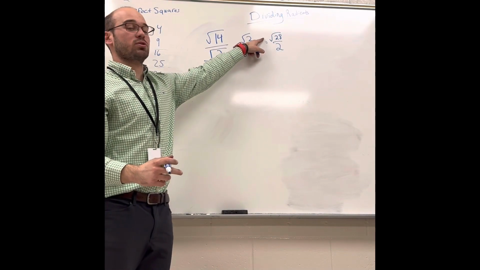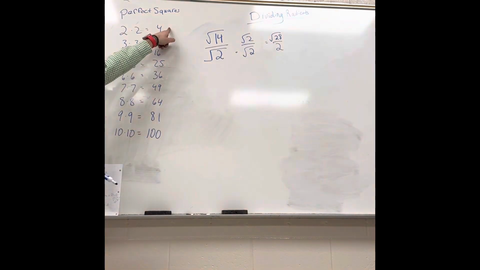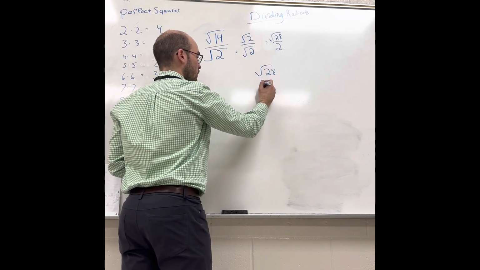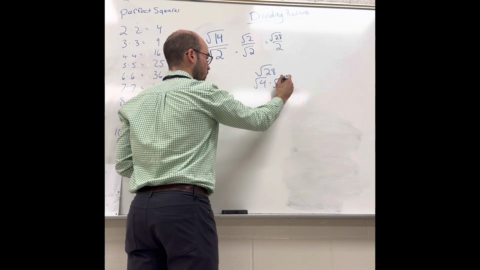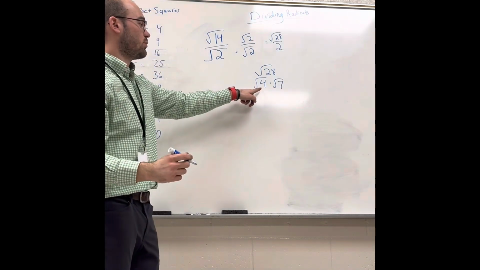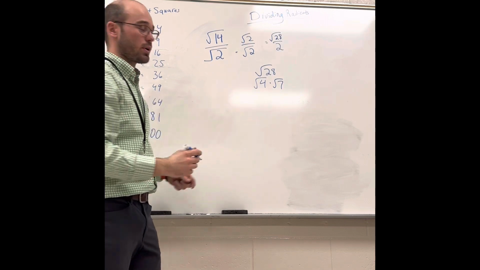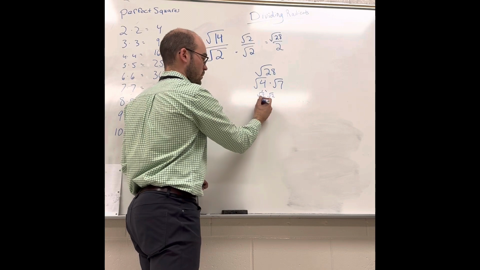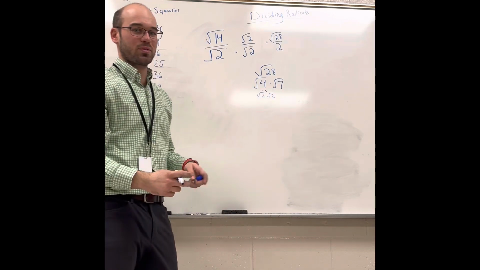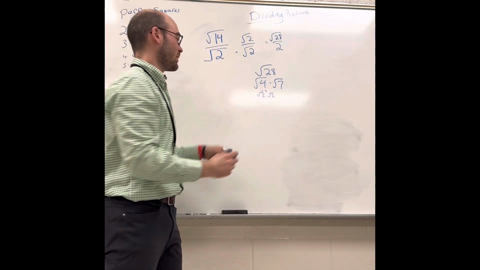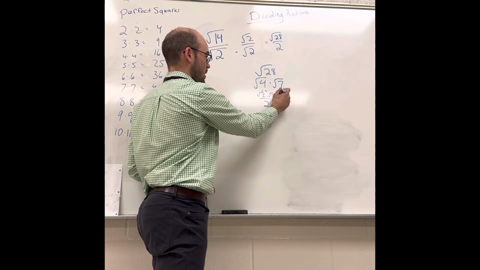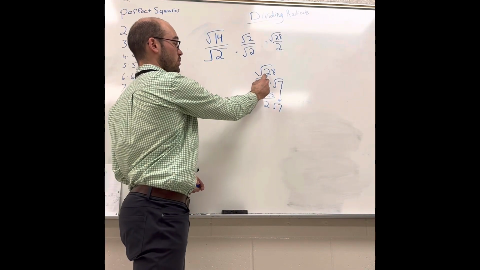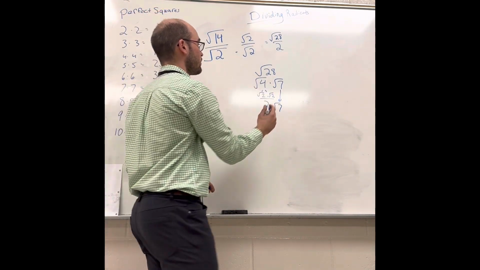When I break down radical 28, I know that 4 will go into it. Radical 4 times radical 7, radical 4 will break down to root 2 times root 2. The 2 is going to come out. I've got my pair. That radical 7 is going to drag down. So radical 28 is the same as 2 root 7.